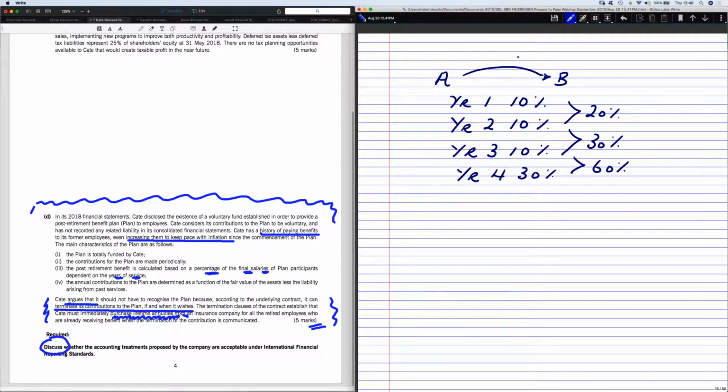Okay, let's continue this, please. I think you're coming up with some good points here. Let's say in year five there is a further 10%. So we've now got 70%, or A has 70%. Is it still the same?